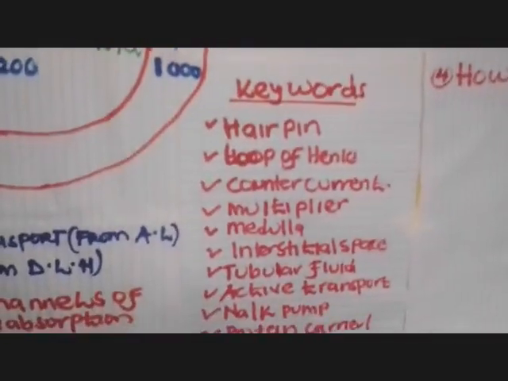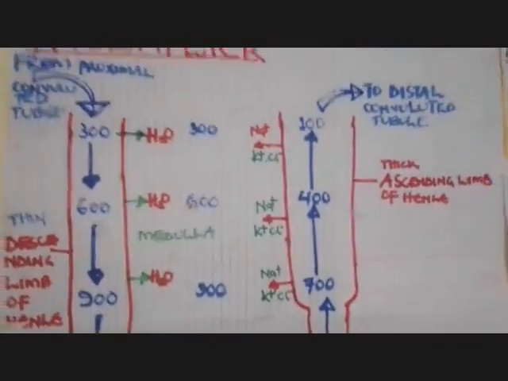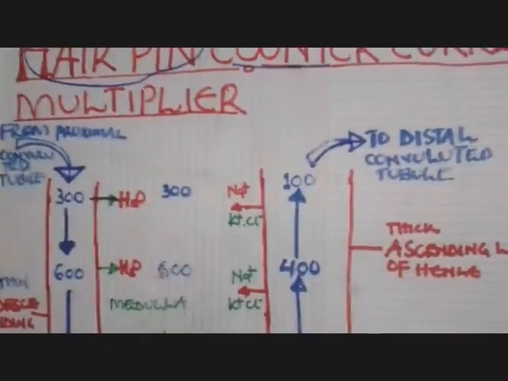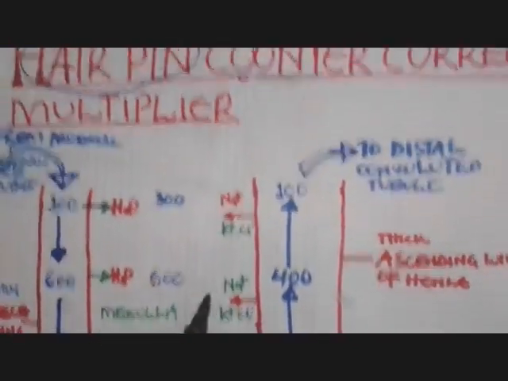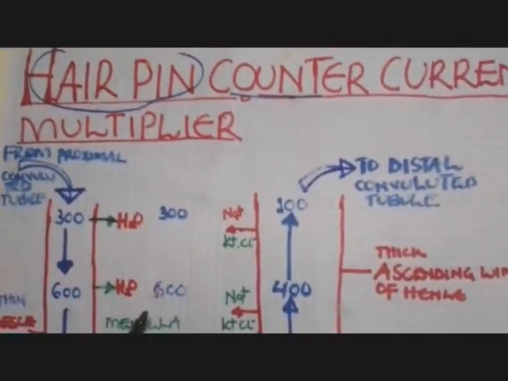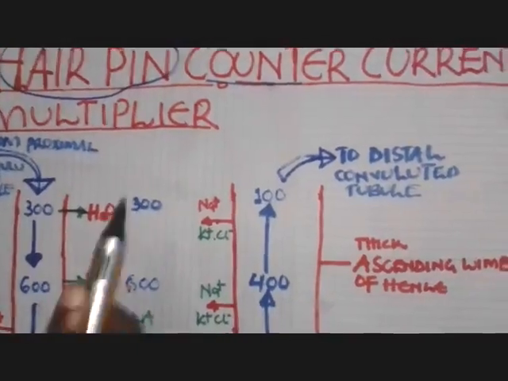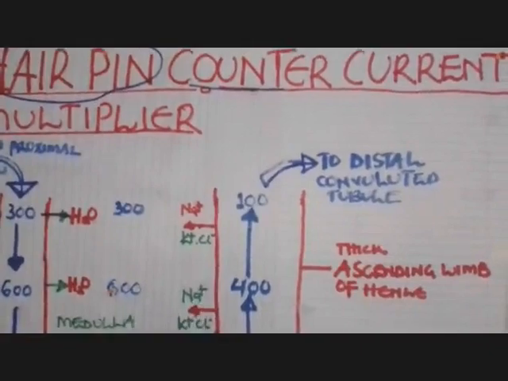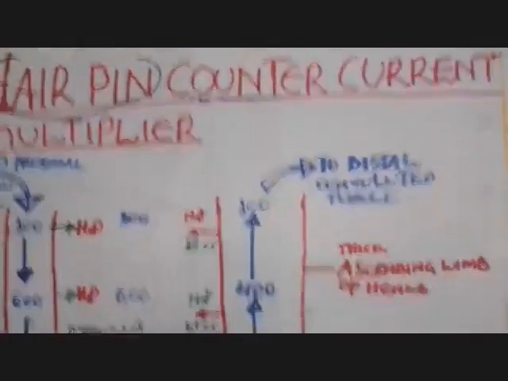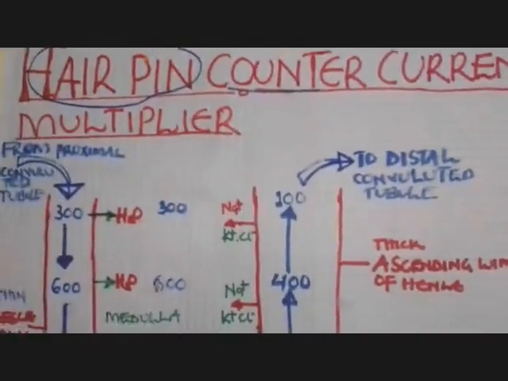Then countercurrent, as you are moving ahead, you will remember this. Countercurrent, we are going to look at the fluids flowing oppositely. When you look at the two sides, the ascending and the descending, the fluids are moving oppositely. You discover the fluids in the descending are moving from top to bottom, but when you look at those of the ascending, they are moving from bottom to top.